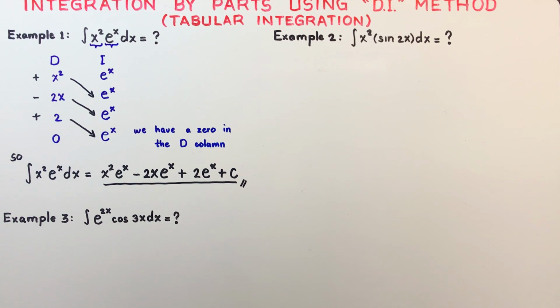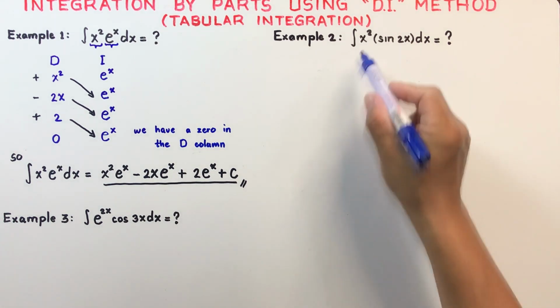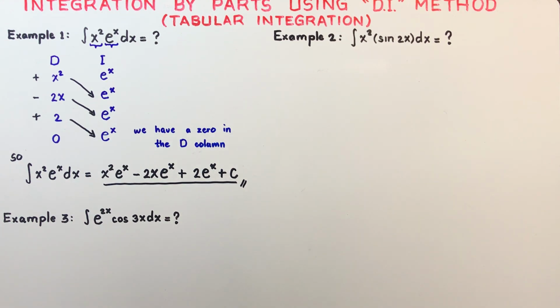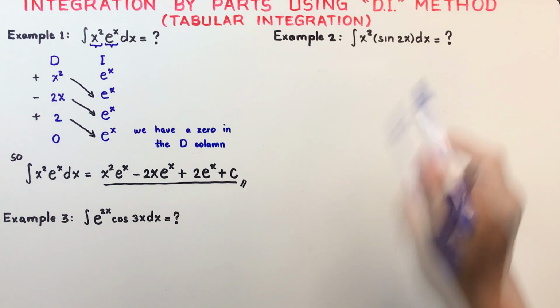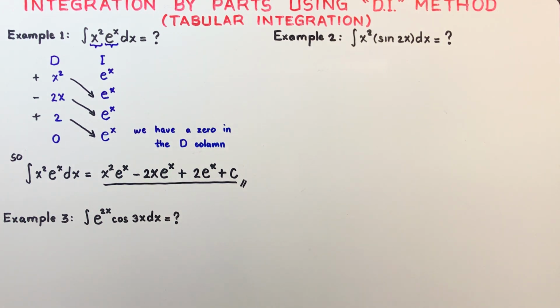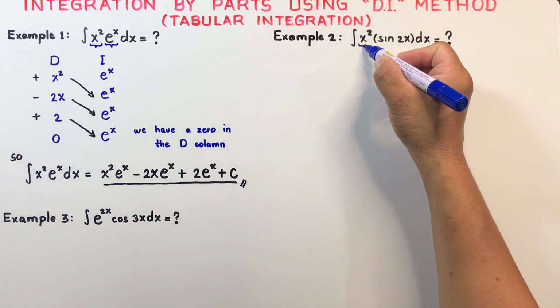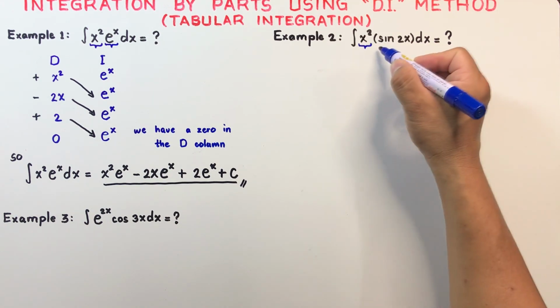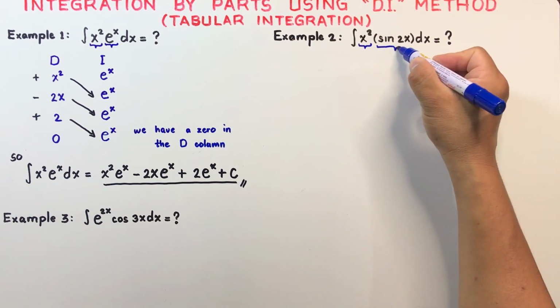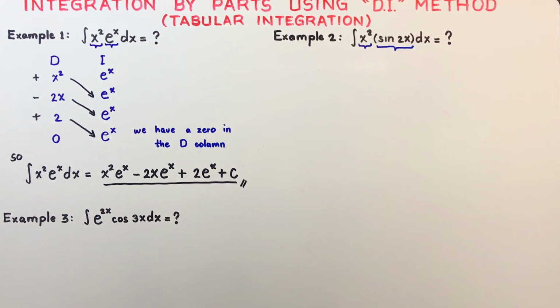Now let's proceed to the next example. What is the integral of x squared times sine 2x dx? Actually, I have done this example in our previous video using the usual way of doing integration by parts. In that video, if you have seen that video, I used this x squared as my u and this sine 2x as my dv.